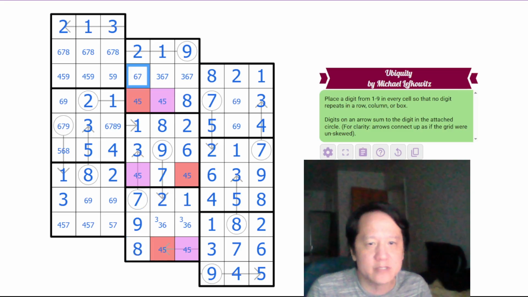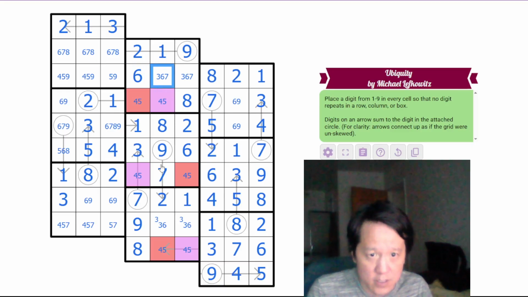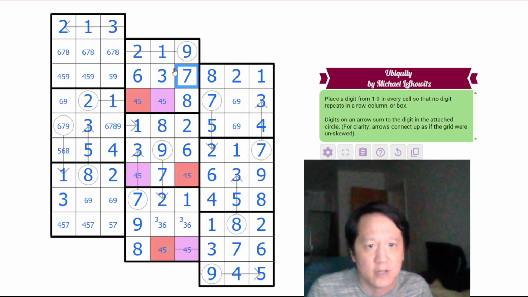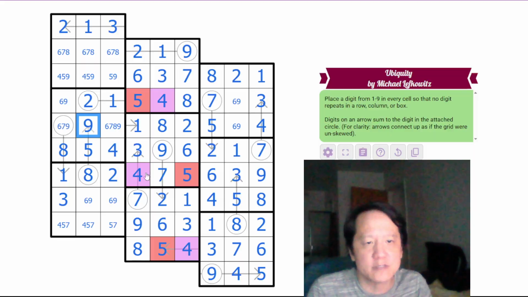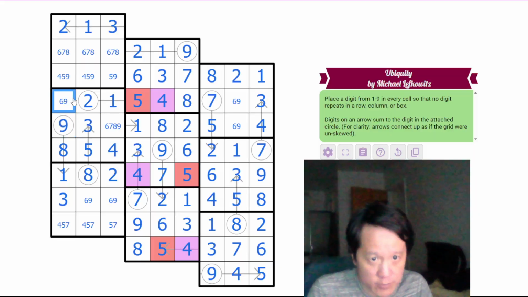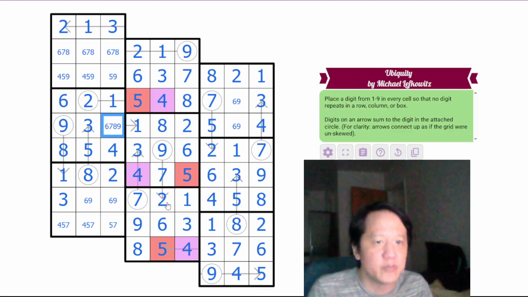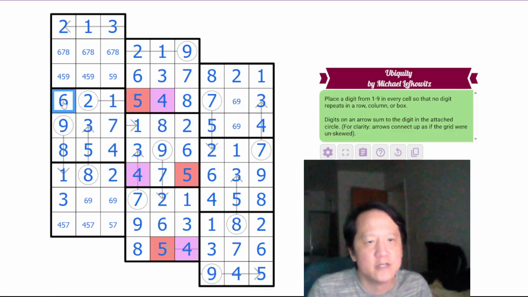So 7 eliminates 7 here, so it's 6. And this can't be 6 or 7, it's 3. This can't be 3 or 6, it's 7. 3 eliminates 3 here, so it's 6 and 3. 7 is a sum of 3 and 4, so pink has to be 4, and red has to be 5. 5 and 6 eliminate 5 and 6 here. That's 8, which makes this 9, which makes that 6. This can't be 6, 8, or 9. It's 7. 6 eliminates 6 here, so it's 9 and 6.